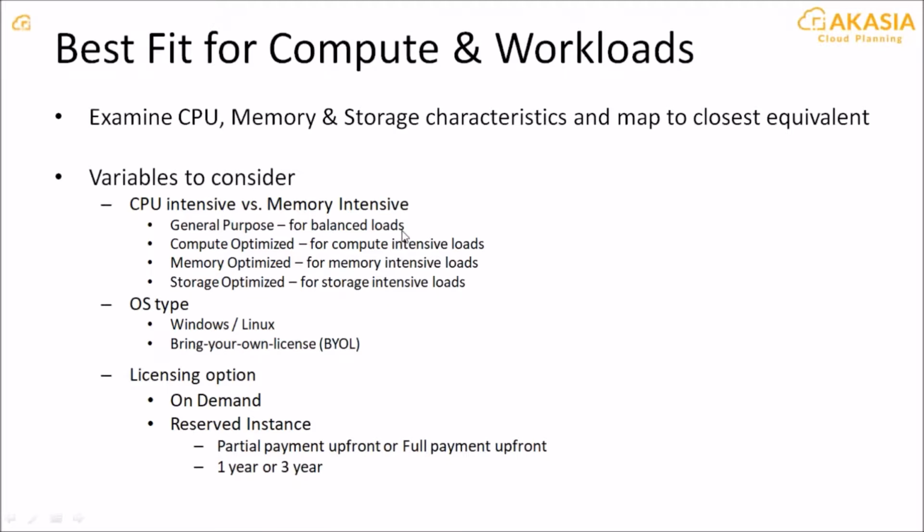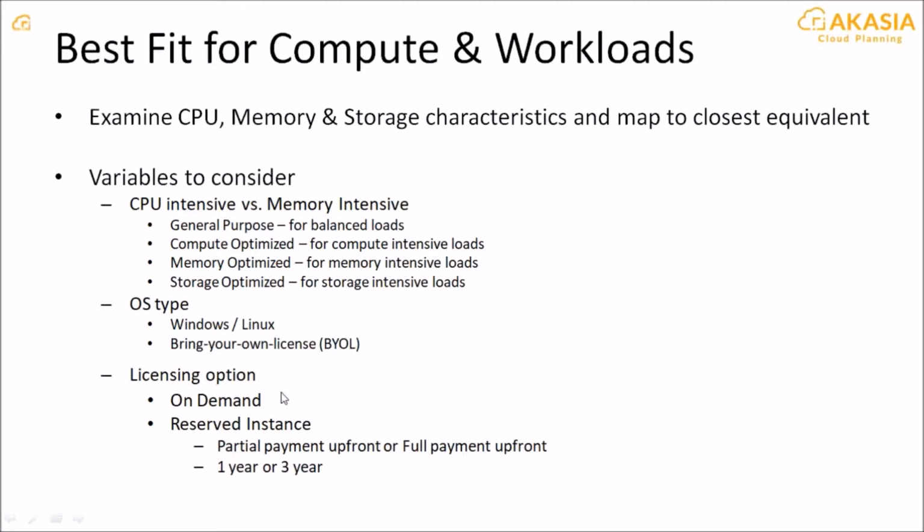General purpose is for balanced workloads. Compute optimized templates you should pick if your workload is compute intensive. You should pick memory optimized if your workload is memory intensive, and storage optimized for storage intensive workloads. You also will pick the OS type, so Windows or Linux, depending on what is your OS locally. And you can also use options for bring your own license. In particular, Azure as well as AWS offers the BYOL option.